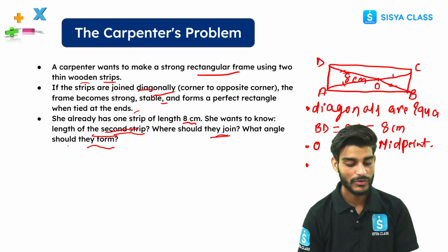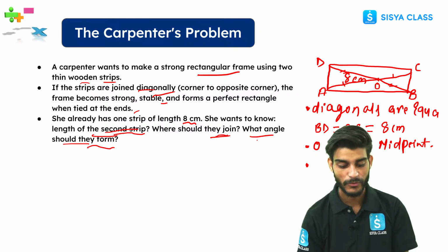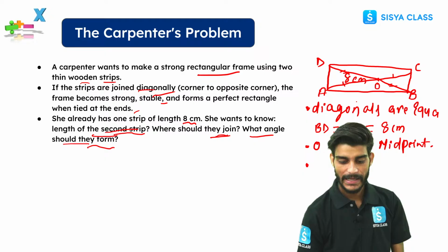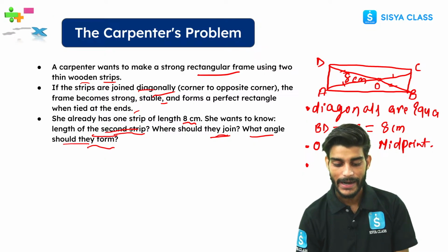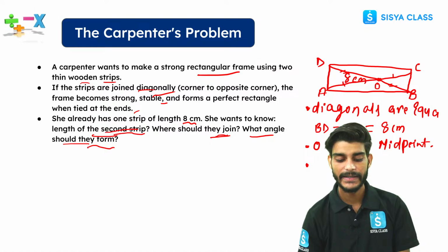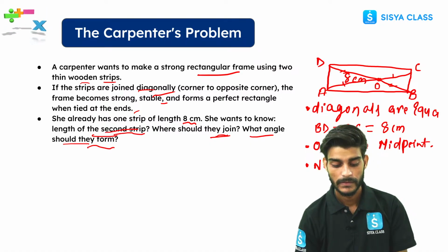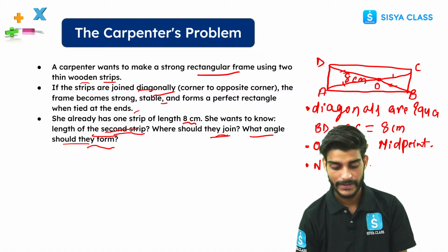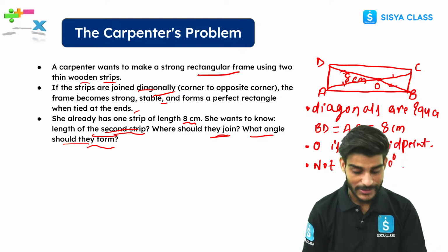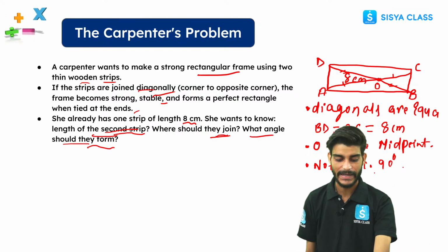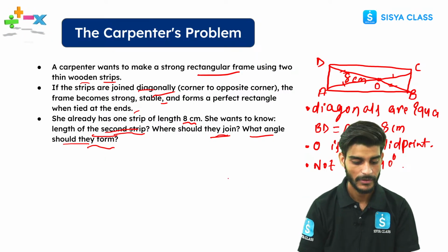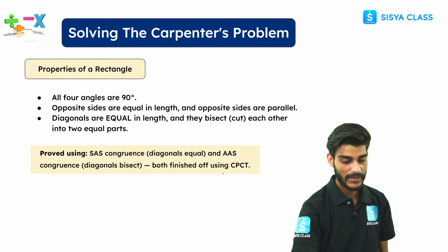What angle should they form? If it is talking about the central angle, at what angle the diagonals are intersecting, this will not necessarily be 90 degree, because this is not a square, this is a rectangle. Clear to you? So I think this question will be clear to you.